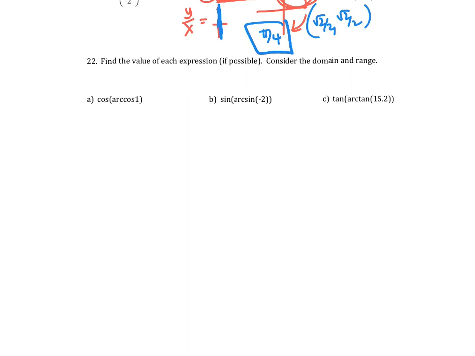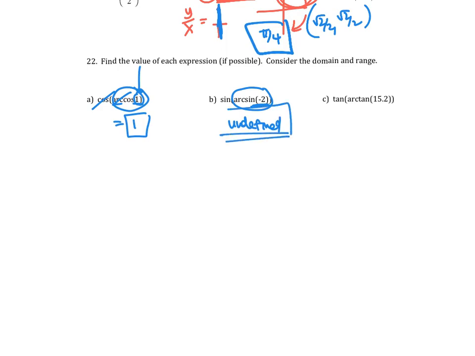So 22, A, B, and C, I'll just go over them really quickly. Look at the inside. Because it's arc, this is a ratio. For cosine, the ratio is between -1 and 1, so that's good. Therefore, these undo each other, and you just get 1. Right here, you have the arc. Again, you look at the inside function first, and it's a sine, so that's not okay because it's beyond the -1 and 1 ratio, so it would be undefined.